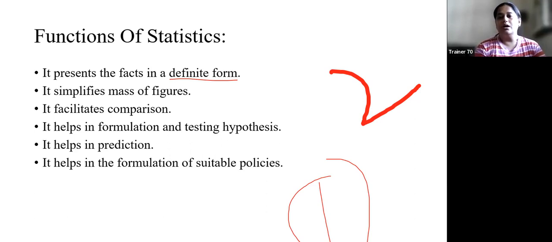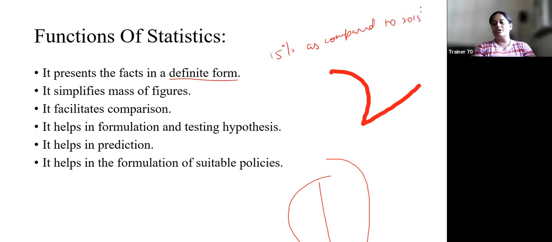But अगर उसको हम दूसरी तरह से represent करें, the unemployment in India has increased 15% as compared to 2015. तो एक नंबर्स के फॉर्म में आपको आइडिया लगा 2015 में कुछ अनएम्प्लॉयमेंट था, उसका 15% और इंक्रीज हो गया है. सो दिस इज नोन एज प्रेजेंटिंग द फैक्ट्स इन अ डेफिनेट फॉर्म, और यू कैन से इन द फॉर्म ऑफ नंबर्स.